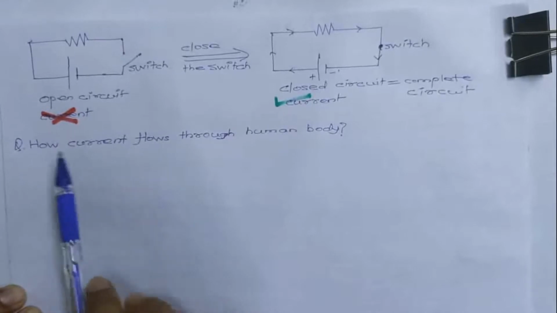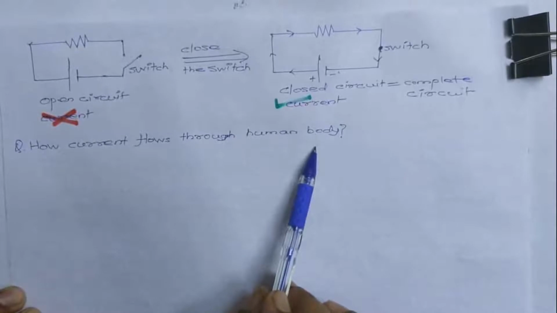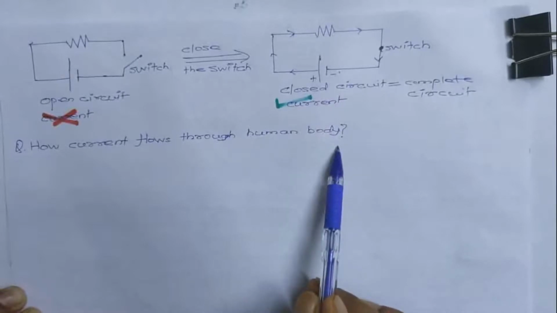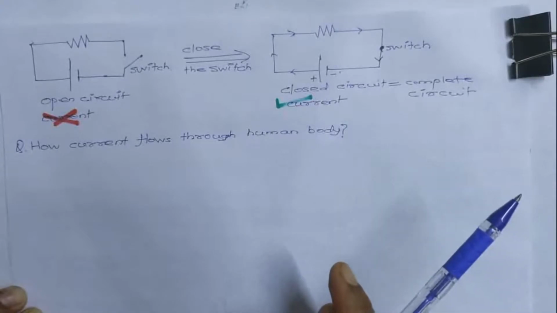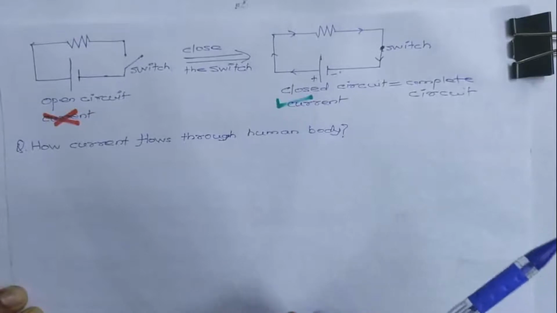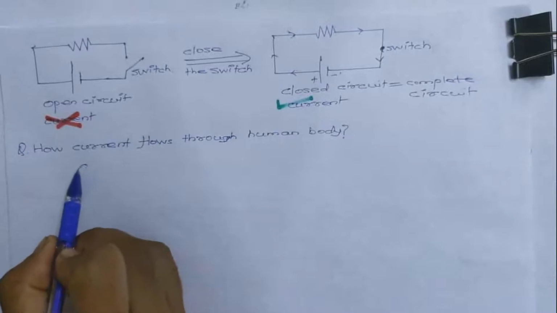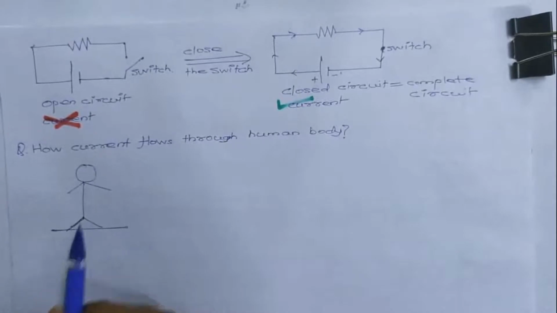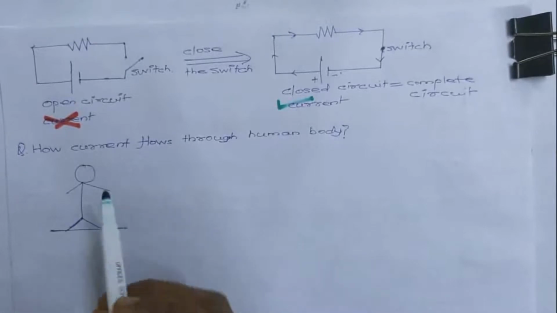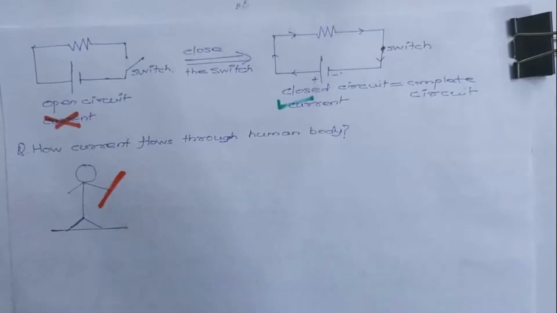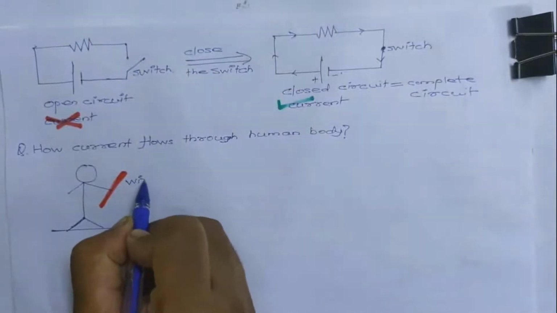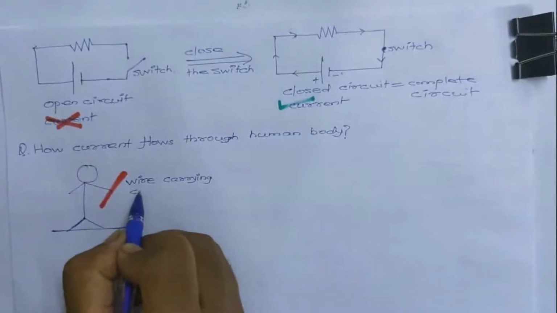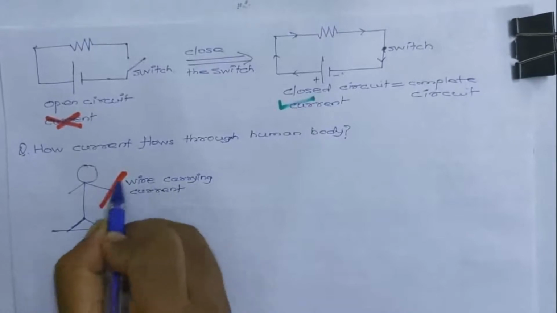Now the next question which we will take is how current flows through the human body. Have you come across a situation wherein you or someone else touched a live wire, or by mistake your finger touched a plug? Something like this. This is a human body, a pictorial representation, and this is a wire carrying current, a piece of wire which is carrying current.